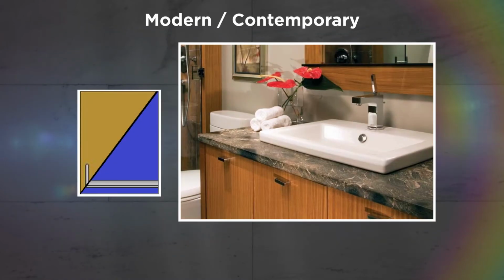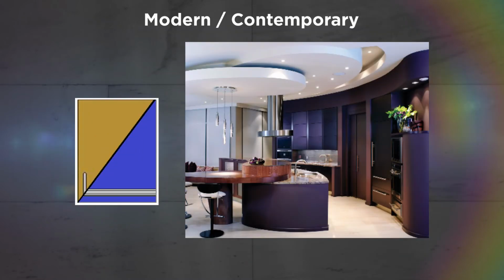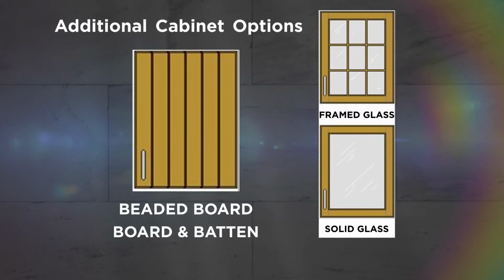This is a modern contemporary style done with flat or slab doors with no frame. Add some color and different hardware and you can make this as modern or traditional as you like. Beaded board or board and batten doors are also available from many manufacturers. Glass doors can be mixed with wood doors in your design as well.